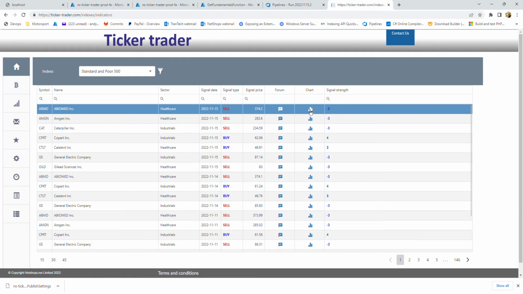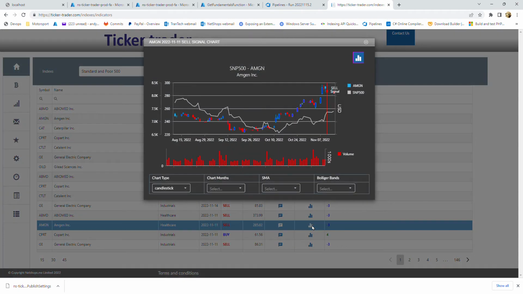Right, so let's have a look at one of these. So we're going to have a look at Amgen Incorporated, a sell signal. So there were 2 generated. One was generated on the 11th of November at a level -3. It's a strong sell. And another one on the 15th of November. So let's have a look at this one. We click the icon, and then we have a chart.